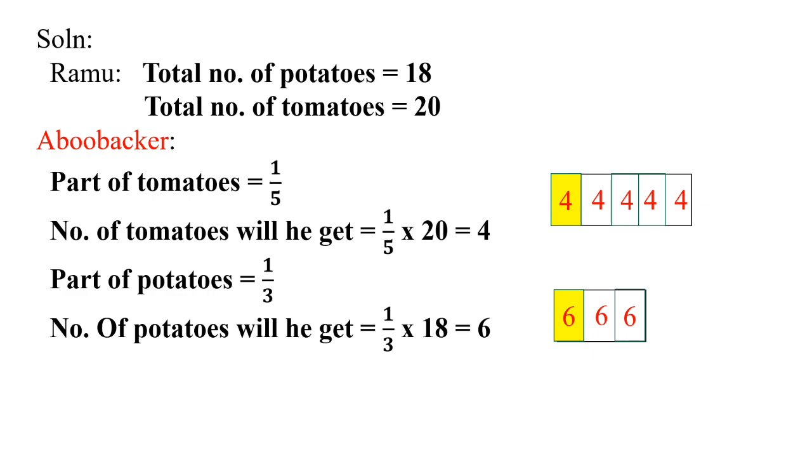In the first one, 1/5, we write the answer for only one part, that is 4. In the second step, 1/3, in the total of 3 parts we are taking only 1. So, your answer is 6.